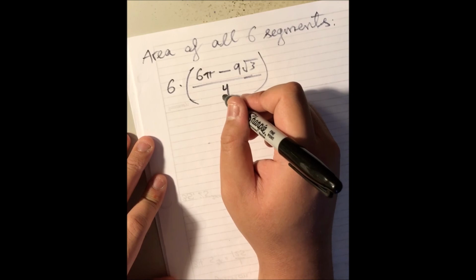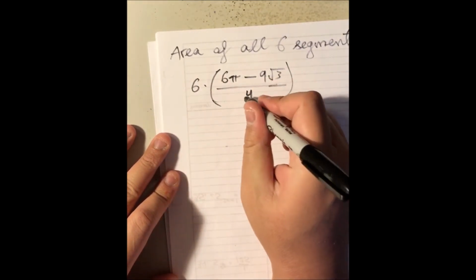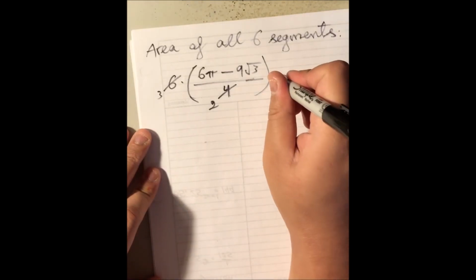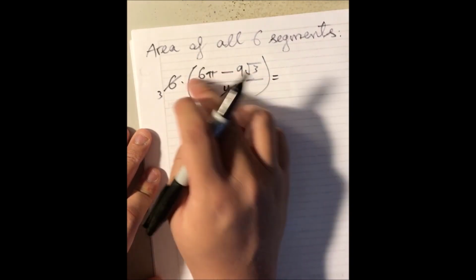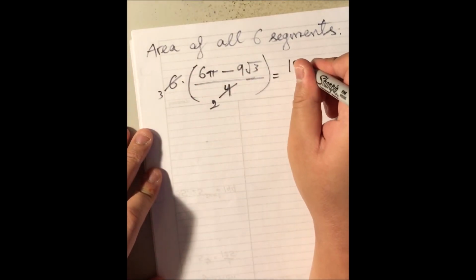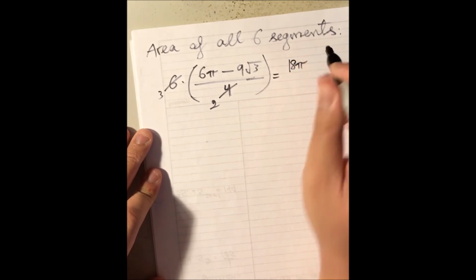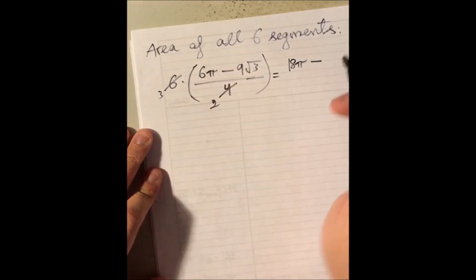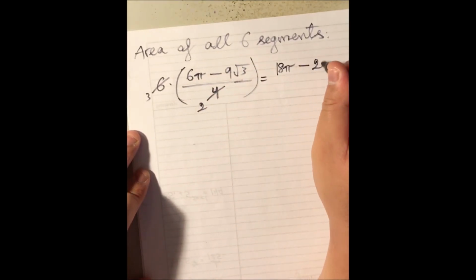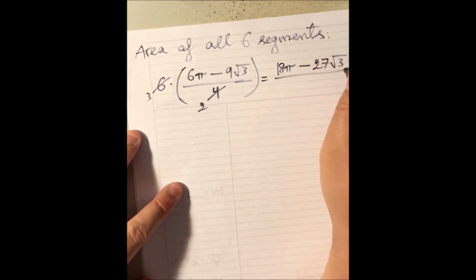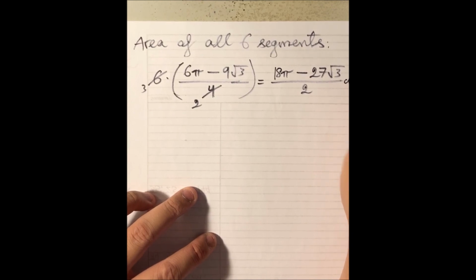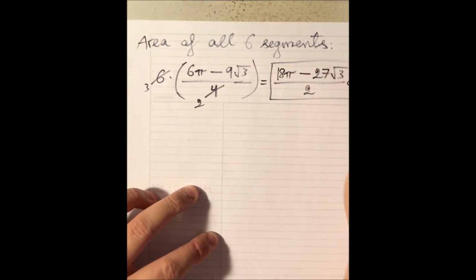2 is the greatest common factor that goes into 4 and 6. So 4 divided by 2 is 2. 6 divided by 2 is 3. And then we distribute the 3 into each term of the numerator. So we get 3 times 6, which is 18 pi, minus 3 times 9 square root of 3, which is 27 times square root of 3, all divided by 2 centimeters squared. So this is the total area of all 6 segments.